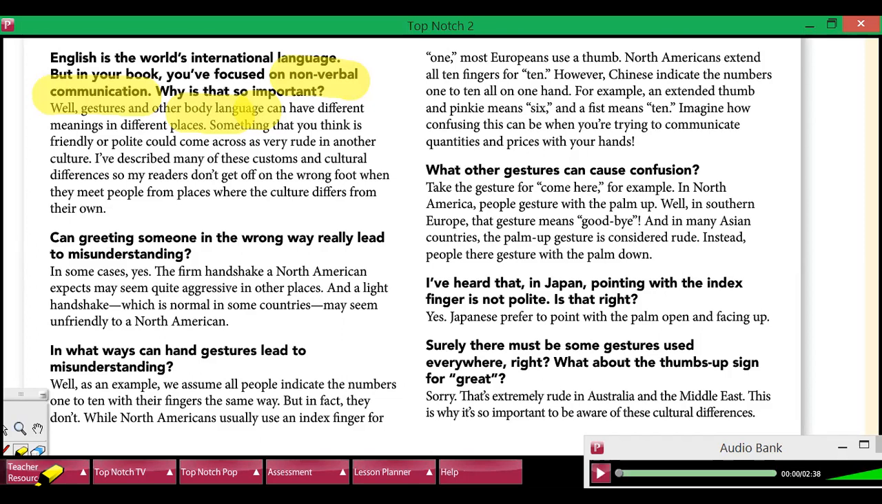I found non-verbal communication refers to the way in which beings convey information about their emotions, needs, intentions, attitudes, and thoughts without the use of verbal language. Okay. Now, Joel, what did you find about non-verbal communication?